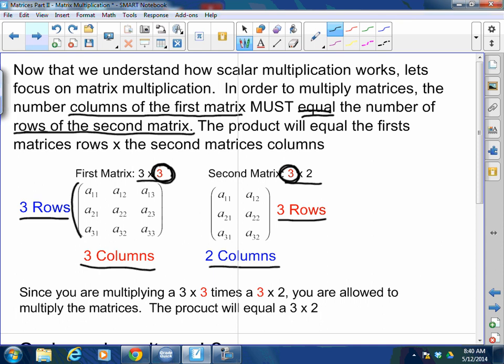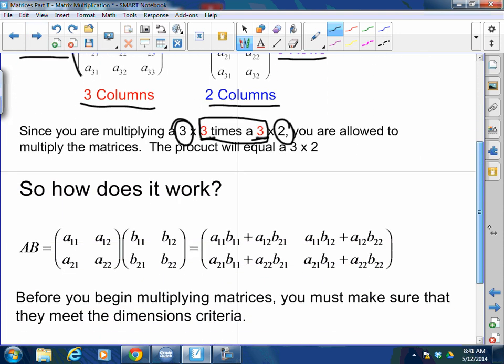Okay? So since you're multiplying a 3 by 3 times a 3 by 2, and the columns of the first matrix equal the rows of the second matrix, you are allowed to multiply the matrices. And the product will be a 3 by 2. So these guys allow you to know if you can multiply them. At the end, you're going to be left with a 3 by 2. Does that make sense? So you know what you're going to be left with, and you know if you're going to be allowed to do it by looking at the rows by columns.